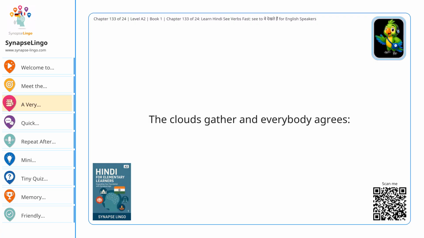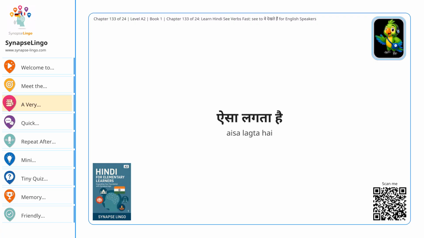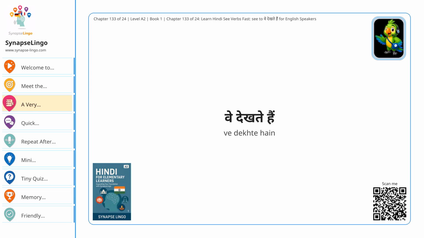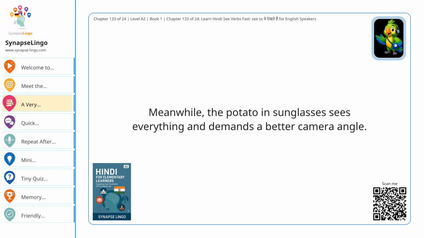The clouds gather and everybody agrees. ऐसा लगता है. It may rain. Still, the group smiles because हम देखते हैं something beautiful. The guide turns to the whole class. तुम सब देखते हो the mountains now? And from below, tourists point upward and whisper, वे देखते हैं the sunrise too. Meanwhile, the potato in sunglasses sees everything and demands a better camera angle.